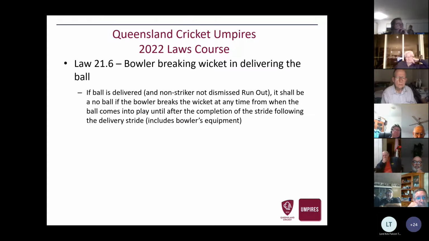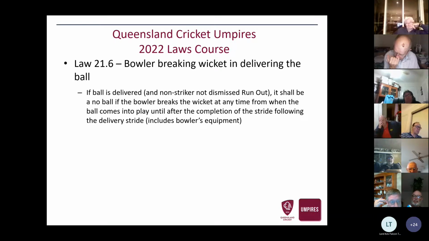21.6, so if a ball is delivered and the non-striker is not run out, the ball shall be called a no ball if the bowler breaks the wicket at the non-striker's end at any time from when the ball comes into play until after the completion of the stride following the delivery stride. So basically their first step onto the wicket after they bowl the ball. And this is inclusive of any equipment. So if a towel falls off as part of their action and knocks the bails off at the non-striker's end, it's a no ball. They don't physically have to kick or disturb the stumps in any way.